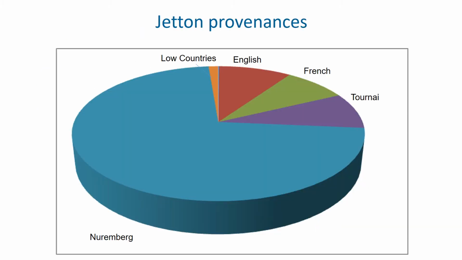You can see from this pie chart that about 97% of Jettons we record come from the main four areas of origin. Dwarfing everything are the post-medieval Jettons from Nuremberg, about 7 out of every 10 Jettons you're likely to encounter. Then, in fairly even proportions, we have Jettons from England, France, and the late Tournai group.